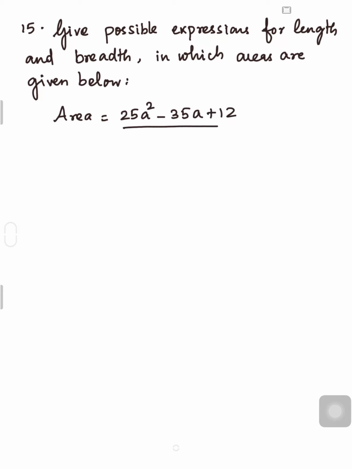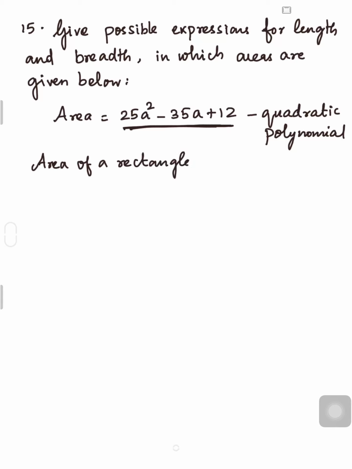You know, this is nothing but a quadratic polynomial, an algebraic expression. When you factorize them, the area of a rectangle is equal to length into breadth. So here it is a quadratic polynomial. The degree is 2, so you can write it as a product of two factors. One factor will be the length and another factor will be the breadth.